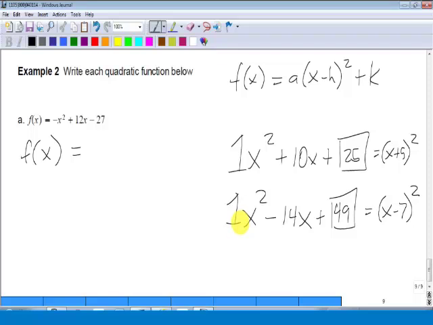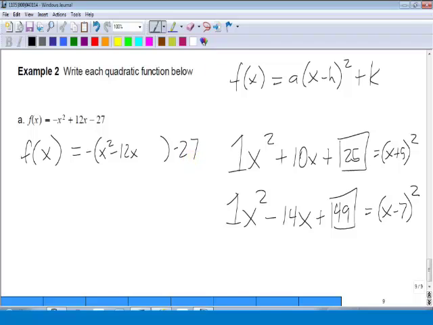If we want to be able to take the coefficient of x, cut it in half, square it, add it, and have that give us a perfect square trinomial, the coefficient of x squared needs to be 1. In this case, it's negative 1. So if I want to complete the square, I have to remedy that by factoring out a negative 1, or a negative sign, as I've done here.